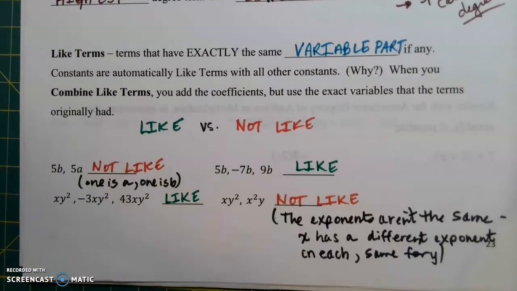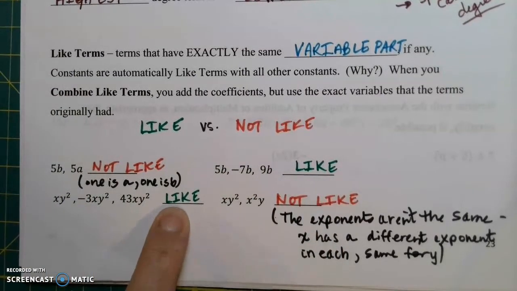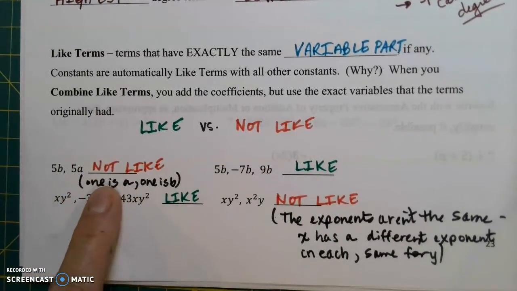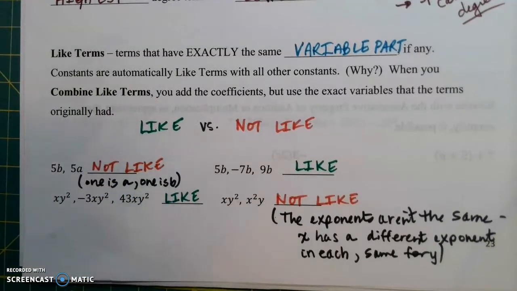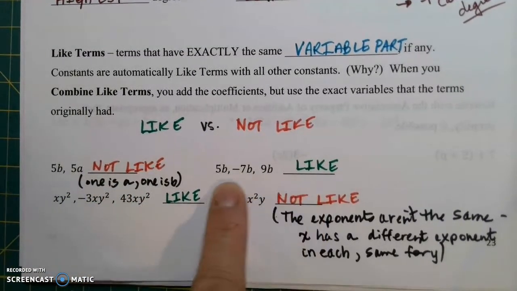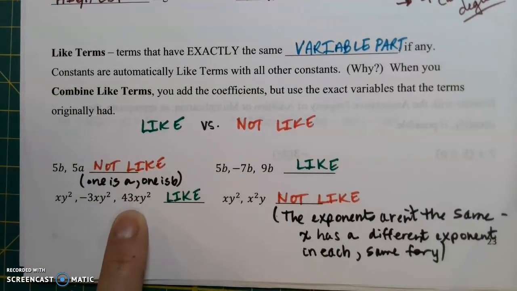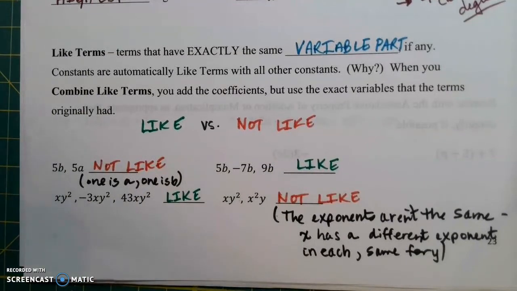Okay, so as far as which ones are like terms and which ones are not, this first one is not like terms, this one is like terms, this one is like terms, and this one is not like terms. So 5A and 5B, and sometimes if you say these aloud, you can hear it. One's A, one's B, right? They're not the same letter even. Here we've got all B's, so we know those are okay. Here, we've got xy squared, -3xy squared, and 43xy squared. You can kind of hear that pattern, that you've got xy squared for each of the variable portions.